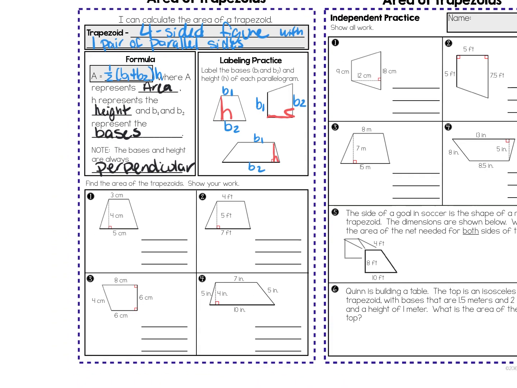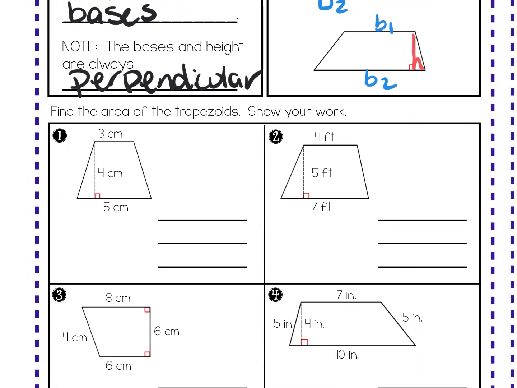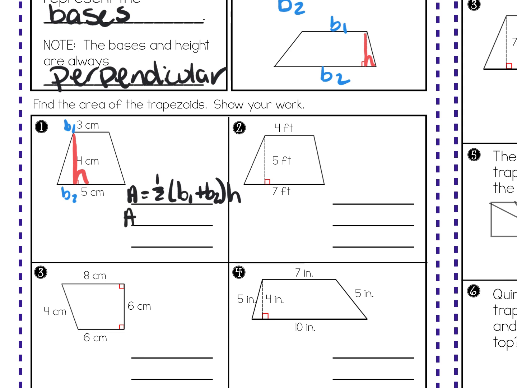So let's try one. A equals 1/2 (B1 plus B2) H. So we have base 1, base 2, and then the height. So we're going to go ahead and replace those. A equals 1/2 (base 1 is 3 plus base 2 is 5) times the height is 4.